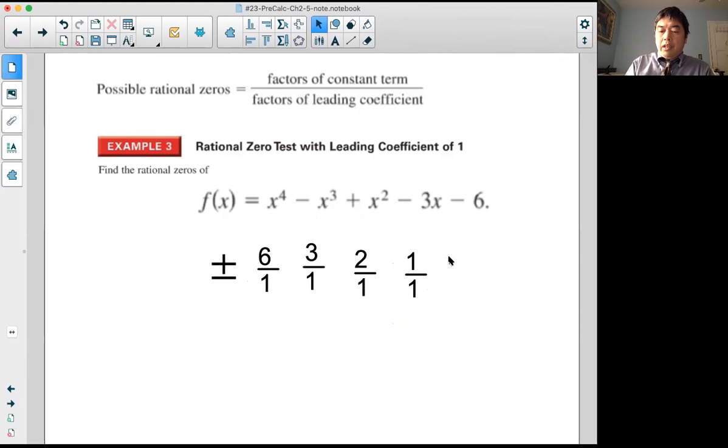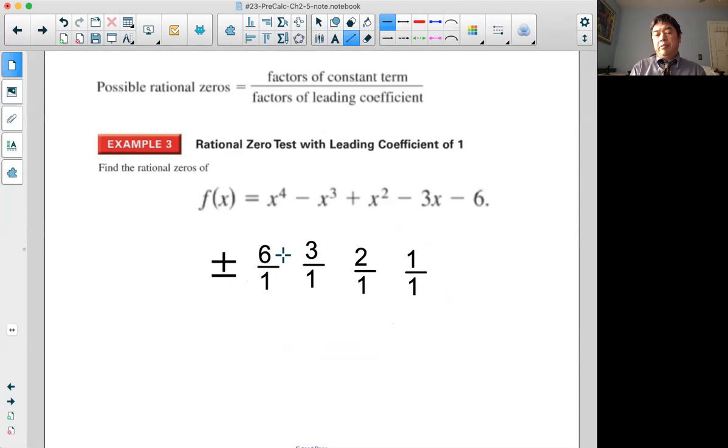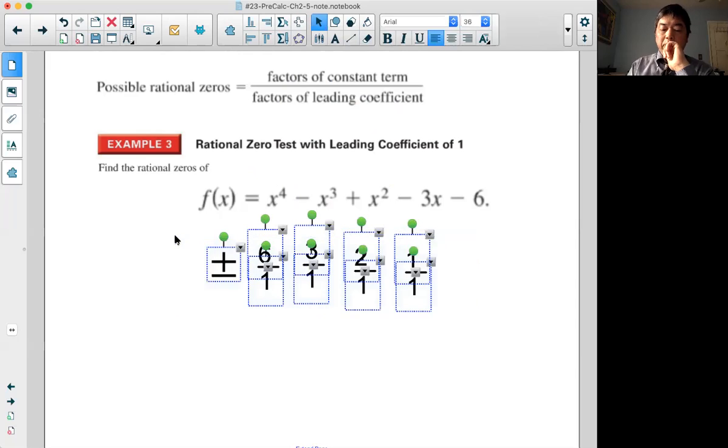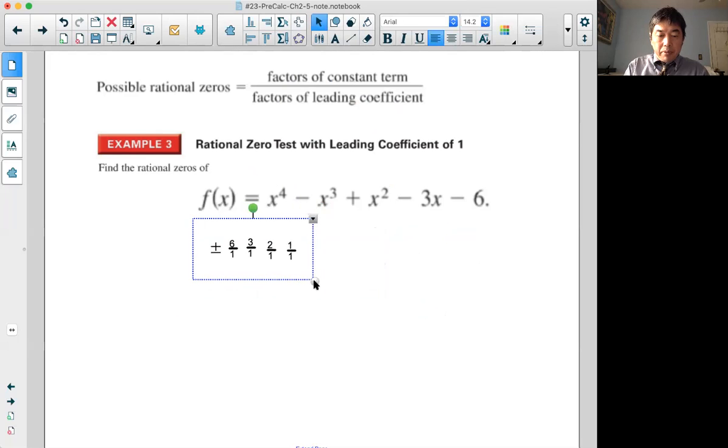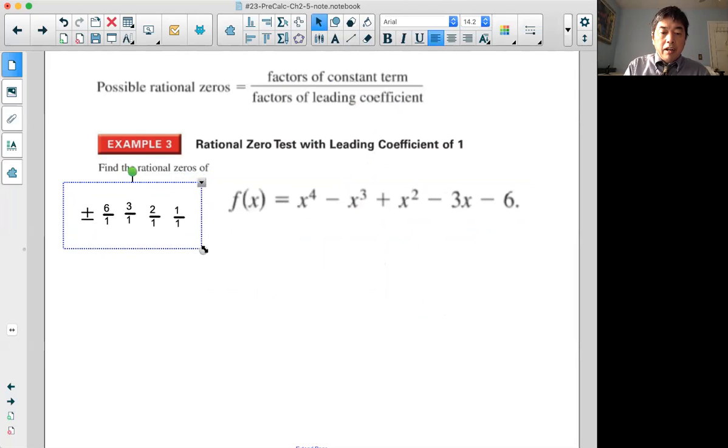My recommendation is to start from 1 or -1, whichever, because this is the easiest number you can use. Sometimes, out of luck, you might have to go through everything, or you can nail it down within 1 or 2 trials. So you write down this synthetic division. These are the possible rational zeros, which I put on the side. You use this number for the synthetic division.